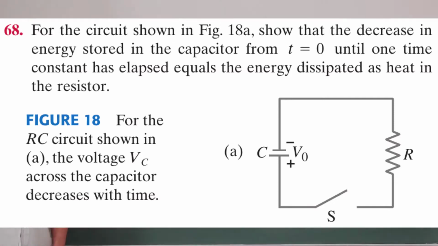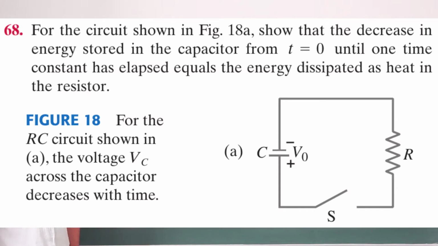Okay, so this is problem 68 from chapter 26. The problem is asking, for the circuit shown in figure 26-18a, show that the decrease in energy stored in the capacitor from t equals 0 until one time constant has elapsed equals the energy dissipated as heat in the resistor.